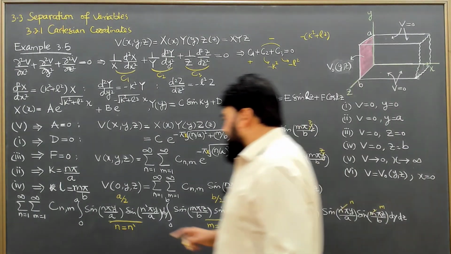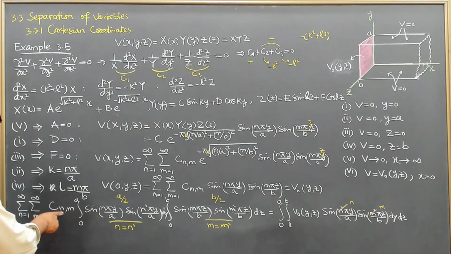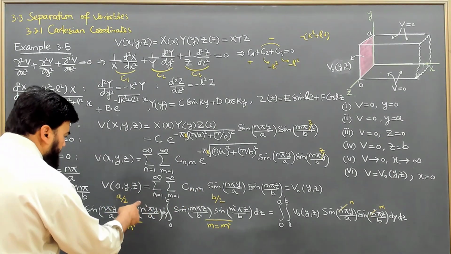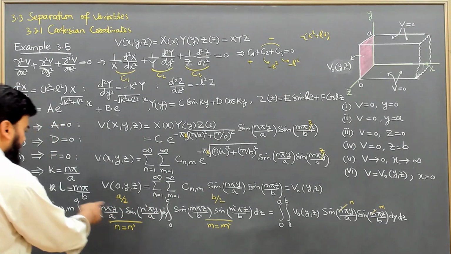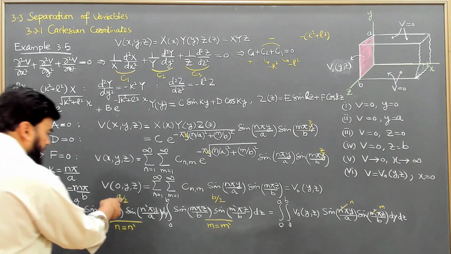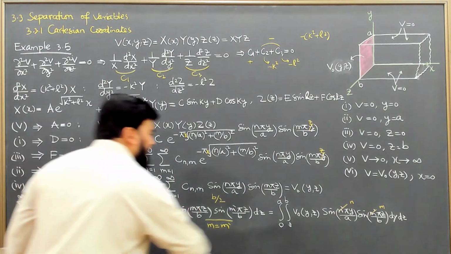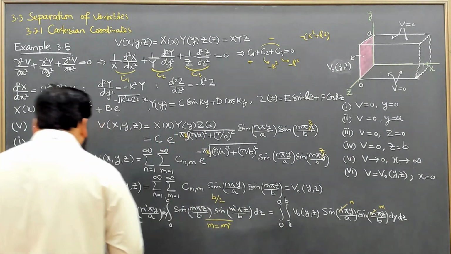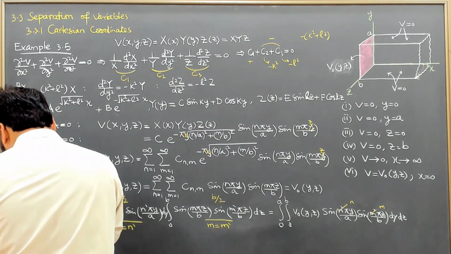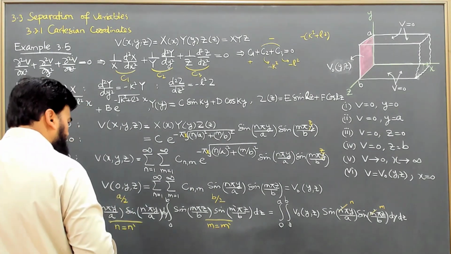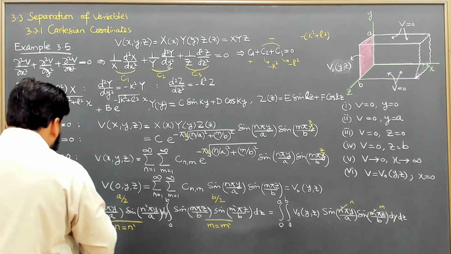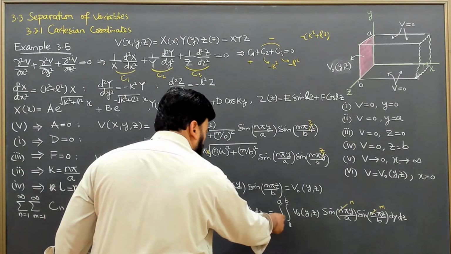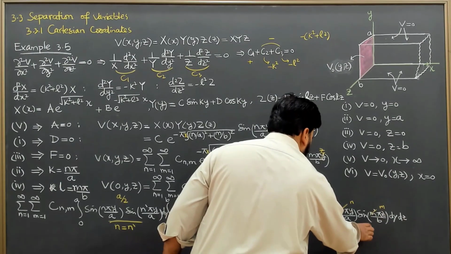So this will become summation c_nm, and this is a over 2 and b over 2. When they multiply, it becomes ab over 4. So c_nm is multiplied with ab over 4. When it goes to the other side, it comes out to be 4 over ab. So the value of c_nm that we have found is equal to 4 over ab times this integral.